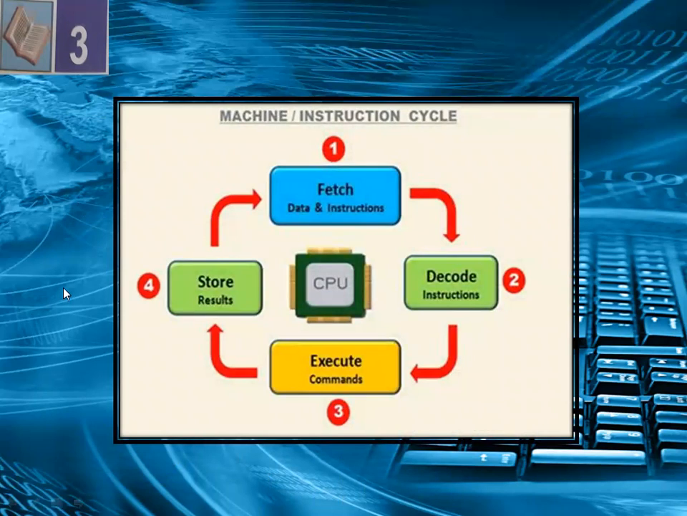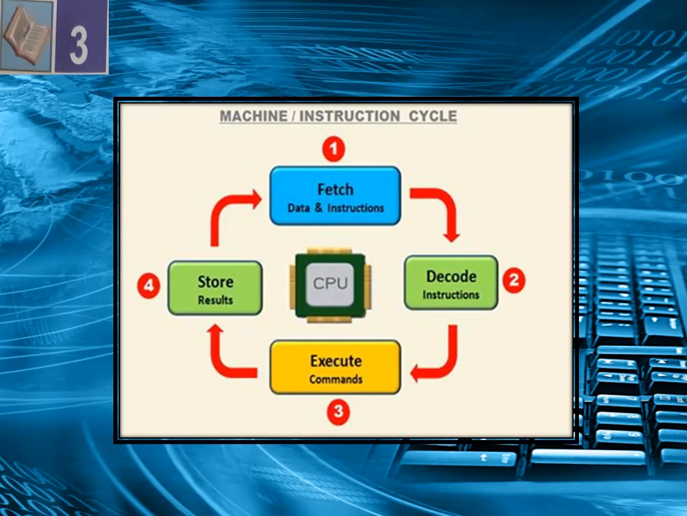And after execution, we need to store our result. So this is fetching data and instruction. First of all, your data will be fetched from the memory, from any storage location, or from any peripheral and IO devices. After fetching, your instruction or data will pass to the decode unit. It will decode the address and the instruction, and then pass it to the execution unit for execution. The execute unit then executes according to the required data and instruction.